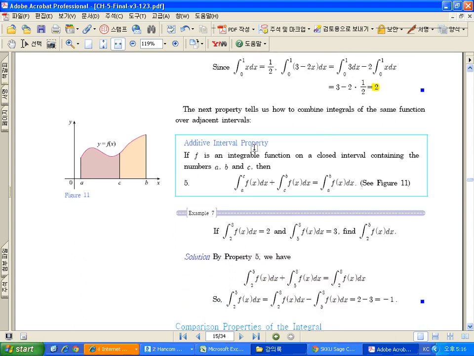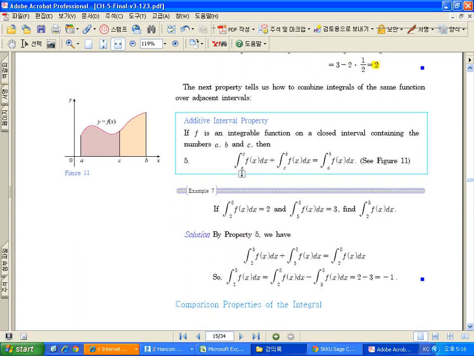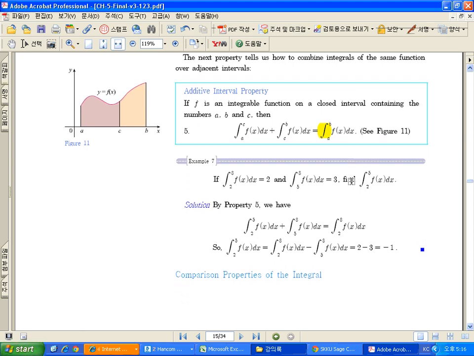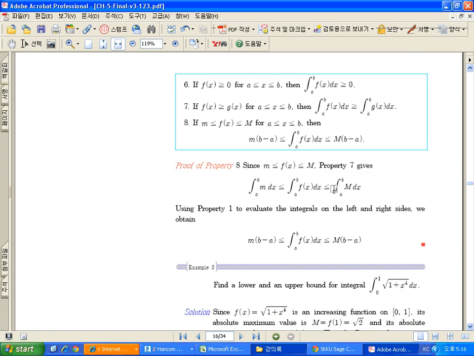And the additive interval property. The integral from a to c of f(x) dx plus the integral from c to b of f(x) dx, if it's a continuous function, is the same as just integrating the same function from a to b. So all are very clear.